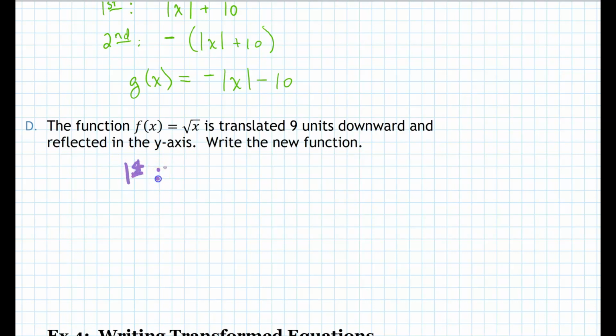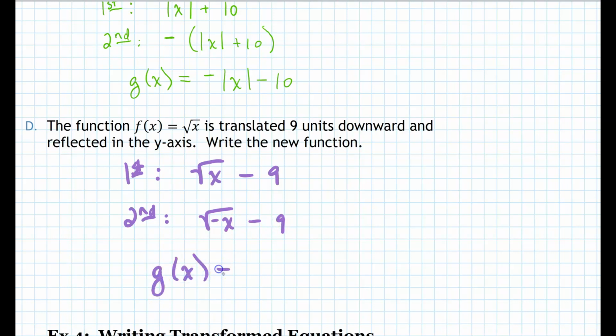So first, it's telling us to do what? Go down 9. Is the 9 on the inside or outside? It's on the outside, and is it plus 9 or minus 9? Minus 9. And then we want to reflect in the y-axis, so that's going to be on the inside, and it only affects the x. So g of x is the square root of negative x, minus 9.